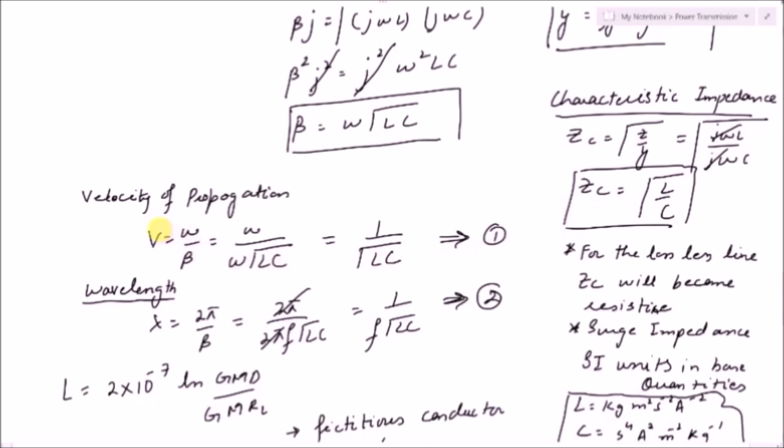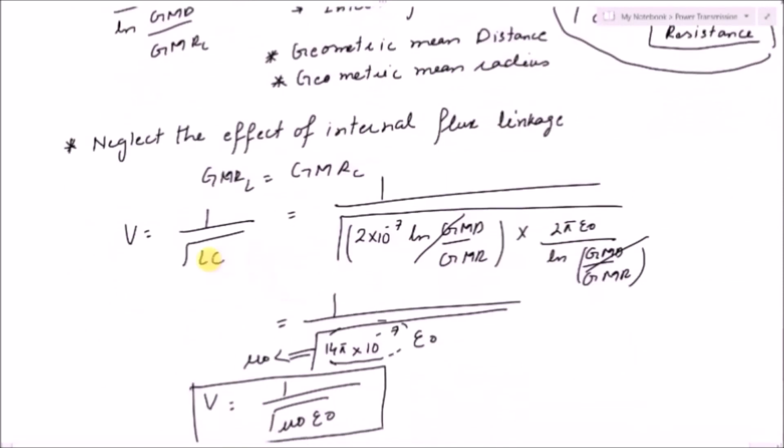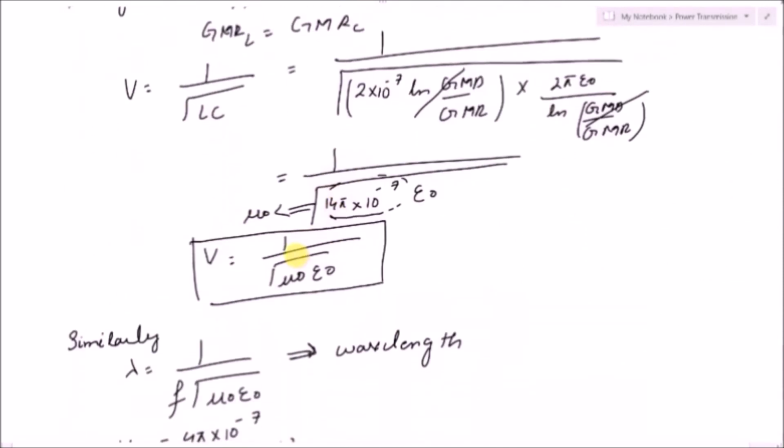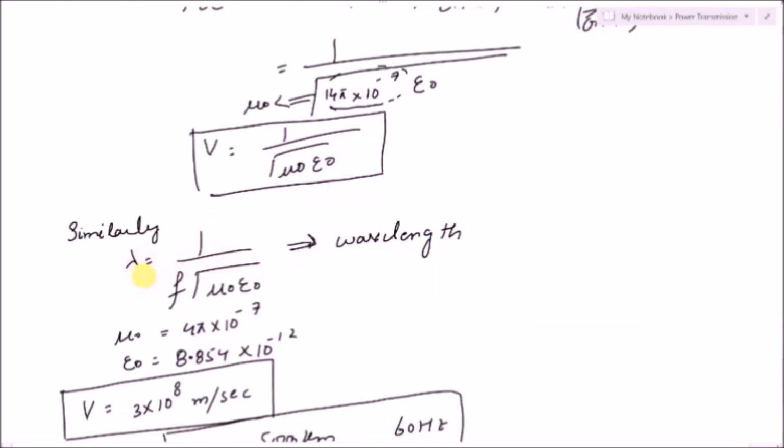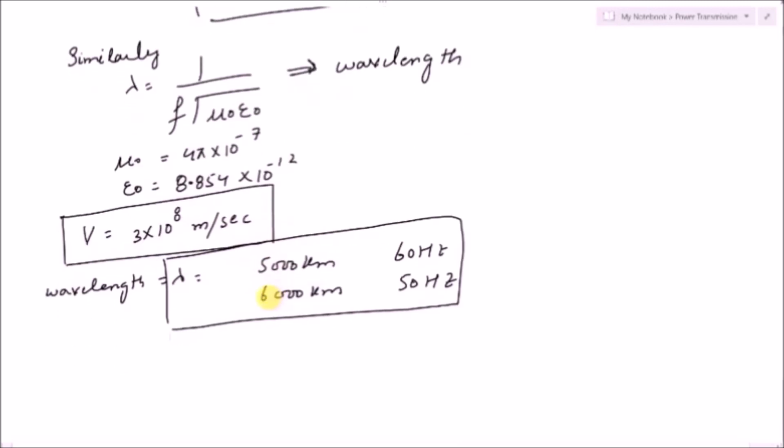Now for the values of velocity of propagation and wavelength, we put this particular beta value in the first formulas, and we got that the velocity of propagation is just a function of inductance and capacitance. Similarly, the wavelength is a function of frequency, inductance and capacitance. We know the formulas of inductance and capacitance, and after calculating the velocity of propagation formula, we got 1 over under root mu naught epsilon naught, and similarly we found the formula for the wavelength. And the last thing that we found is that the velocity of propagation is actually the speed of light, and the wavelength is 5000 km to 6000 km.